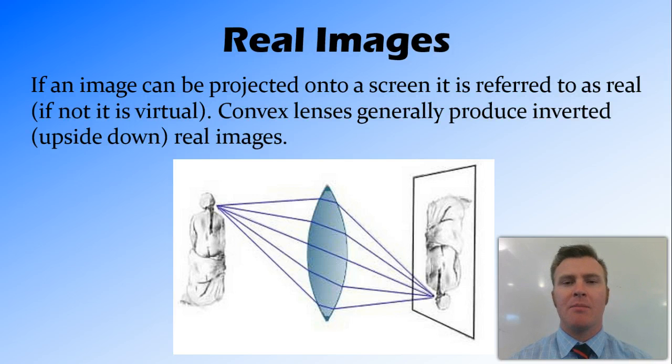If an image can be projected onto a screen, it's referred to as real. And if it can't be projected onto a screen, it's referred to as virtual. Usually, a convex lens will produce an inverted, or upside down, real image, while a concave lens will produce a virtual image.